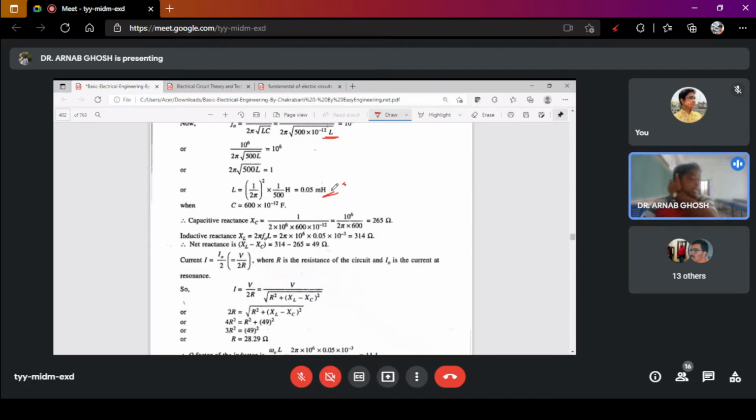Now next we move on to the second part. The second part states that the capacitance value is 600 picofarad. So at this condition, your current is equal to the resonant current, that is the maximum current, by 2. Half of the maximum current. So your frequency is 10 to the power 6 itself. Your capacitance value is this. So we find out the value of the capacitive reactance.